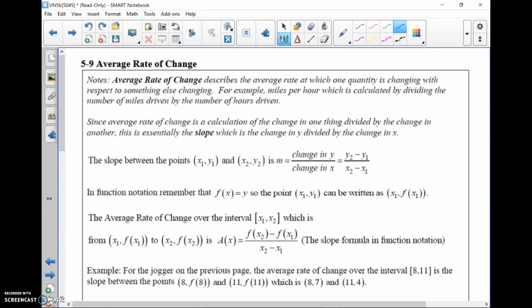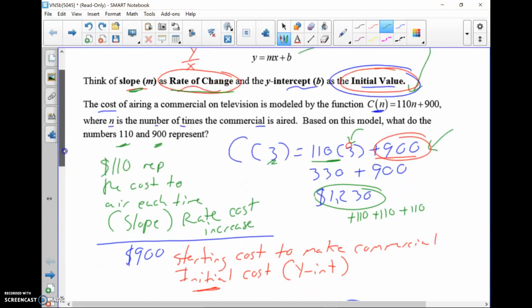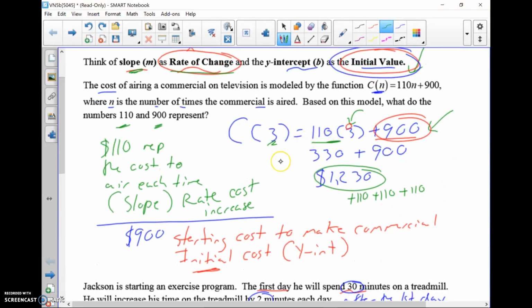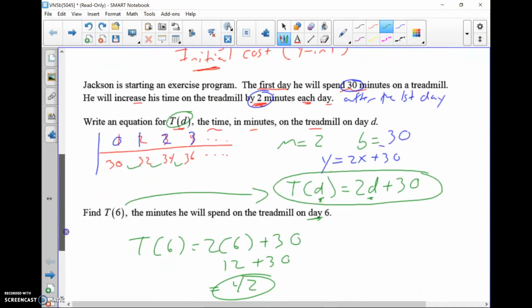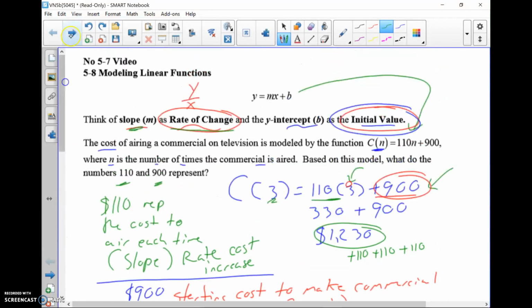Algebra 1 Common Core, Unit 5, Section 9, Average Rate of Change. In the previous section, 5.8, we learned about modeling linear functions, and we talked a lot about how the slope needs to be thought of as a rate of change. The example was how the cost of airing a commercial was increasing per airing. Jackson's exercise is increasing 2 minutes each day, which is the rate of change.